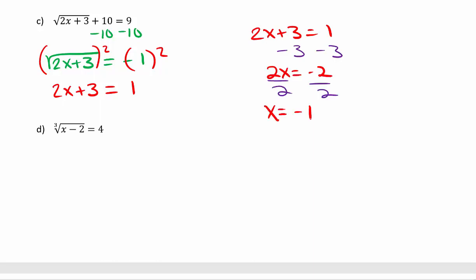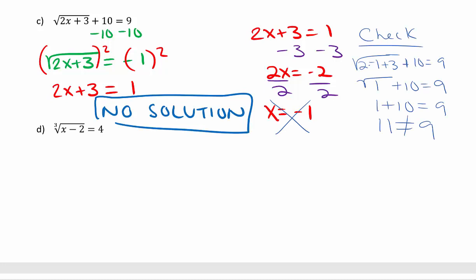And x equals negative 1. We check our solution by plugging negative 1 in for x. And this time I end up getting negative 2 plus 3 is 1. So I get the square root of 1 plus 10 on the left. That is 11, which is not the same as 9. And so this equation has no solution.